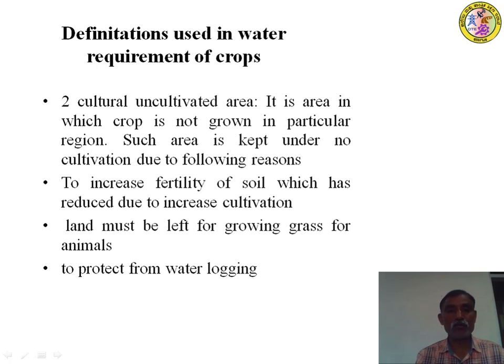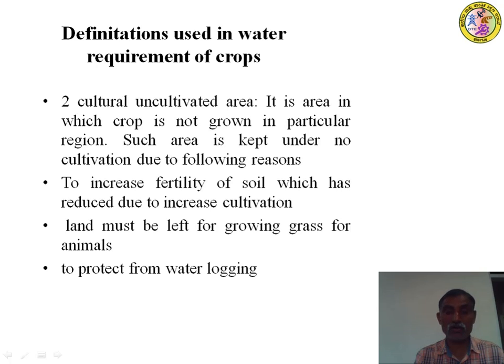The water required to meet the evapotranspiration. Evaporation means water evaporated from the leaves of the plants or directly from the soil. Whatever amount, for example, 100 liters of water you are going to supply for the field.